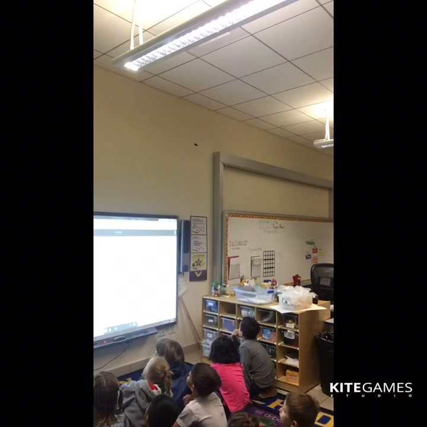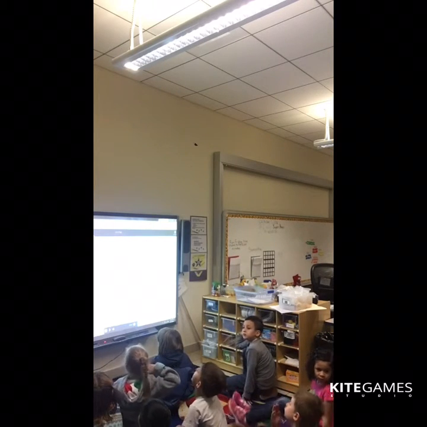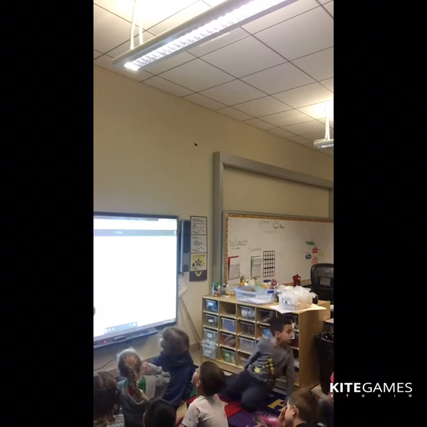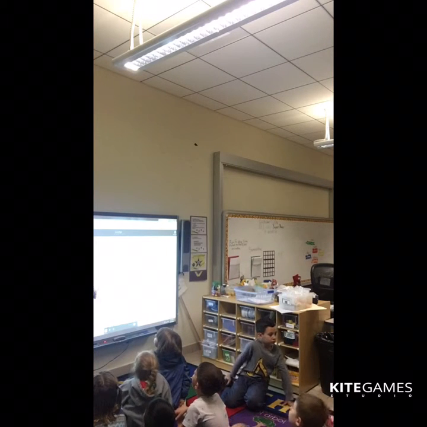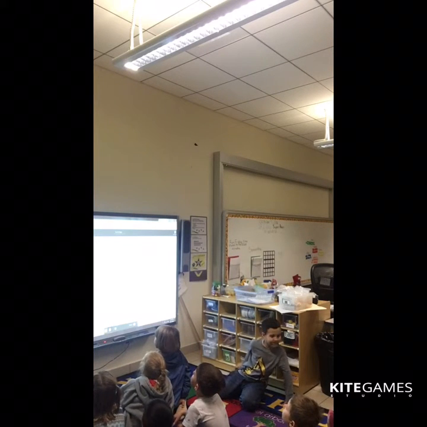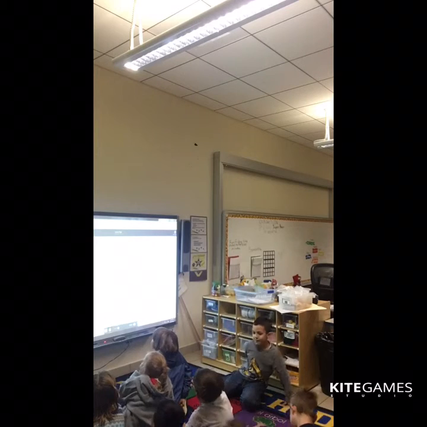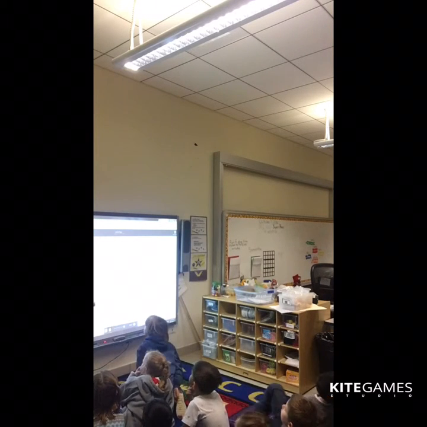Use counters to solve. Draw to show your work. Write the number sentence and how many. Selma, the board's up here. There are 4 cans. 1 can is red. The rest are yellow. How many cans are yellow?